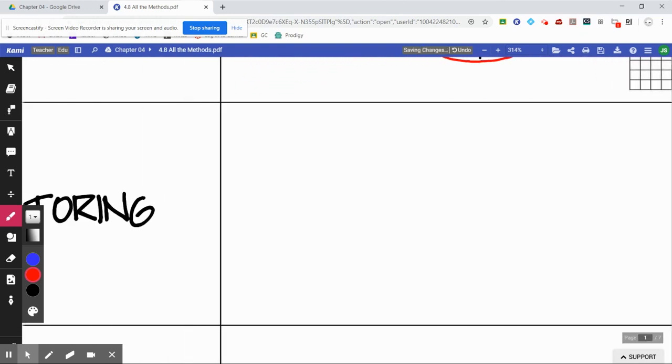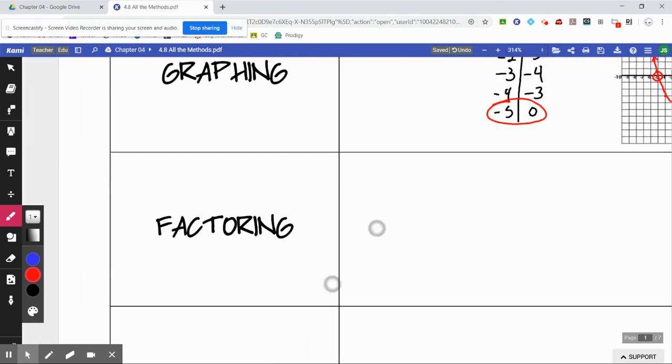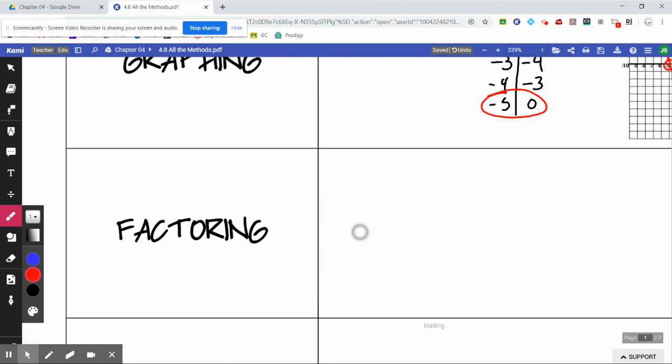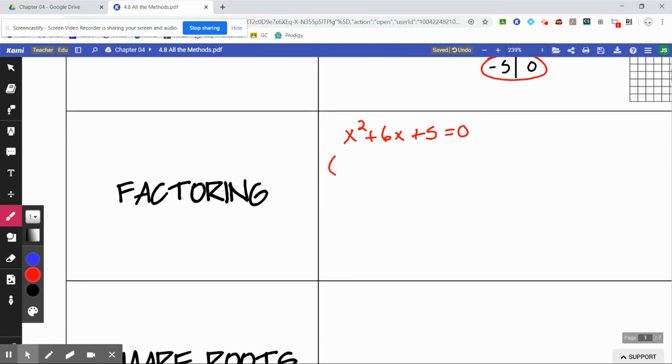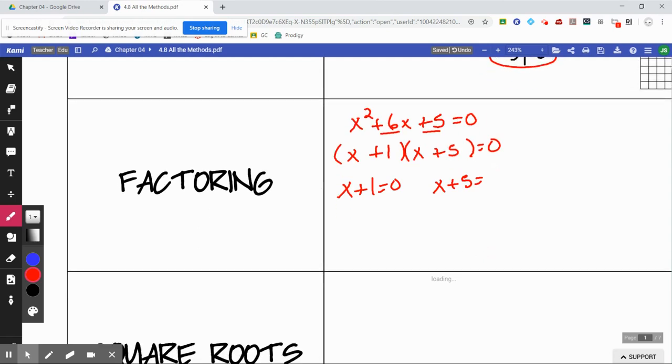Now let's solve the exact same problem by using factoring. To solve a quadratic equation by factoring, we're going to take this trinomial and try to factor it, x and x. Adds to 6, multiplies to 5, so a positive 1 and a positive 5. Set each factor equal to 0, which I feel like is probably hands down the best way to solve this one. Solve each and you get negative 1 and negative 5, the exact same two values.